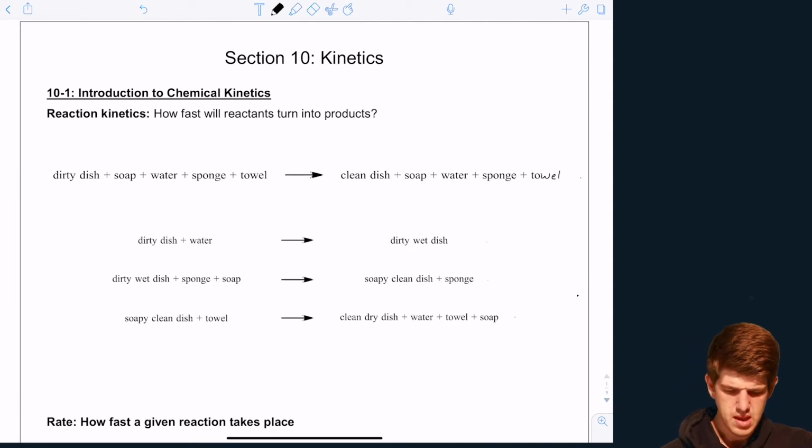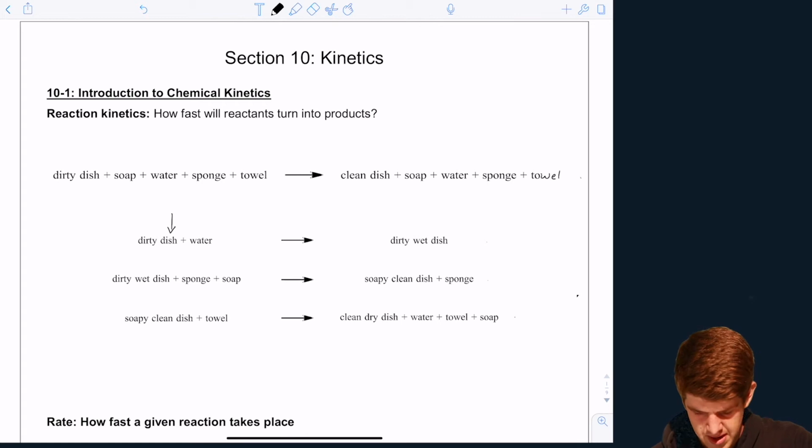So in this process, multiple things occur, right? I have dirty dish plus water. I combine the two and I make a dirty wet dish. To that dirty wet dish, I add a sponge and soap, and the soap is going to stay on the dish, while the sponge I don't actually use anymore. It's not attached to the clean dish, so it's an entirely separate entity now. And now the soapy clean dish plus a towel equals a clean dry dish plus water plus towel plus soap. Now there are 3 steps here, right?